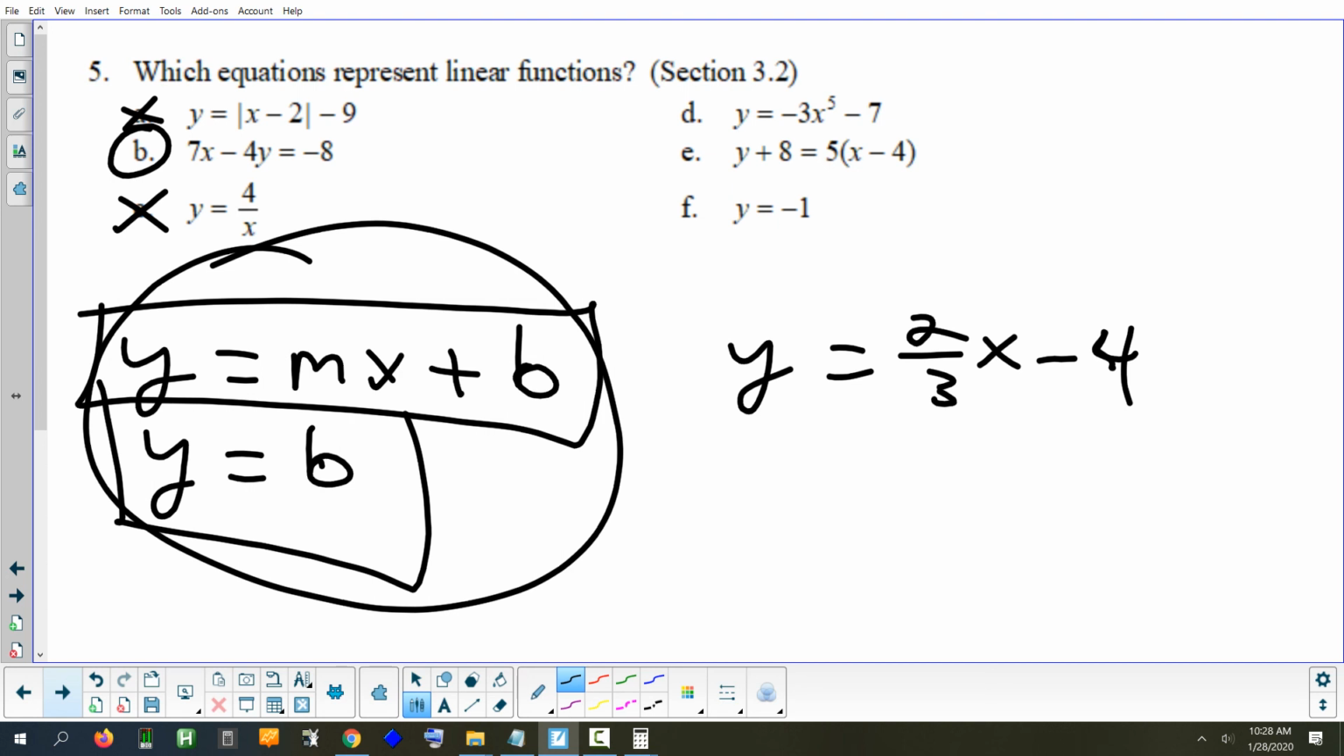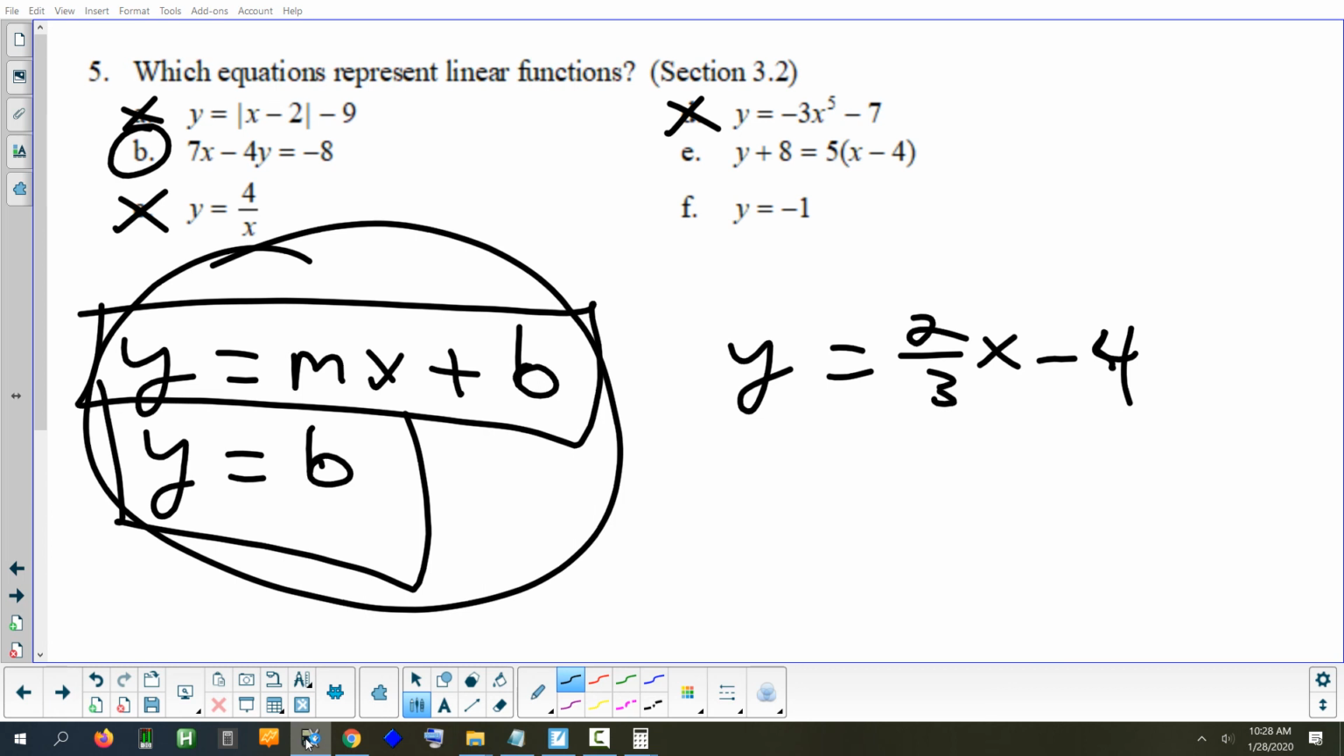How about D? Would that be linear, yes or no? No, because it has an exponent. You can't have exponents. But can you fix that exponent and multiply to make it point slope? No, because an exponent is not multiplication. An exponent is a power. That's different than having a distributive property.